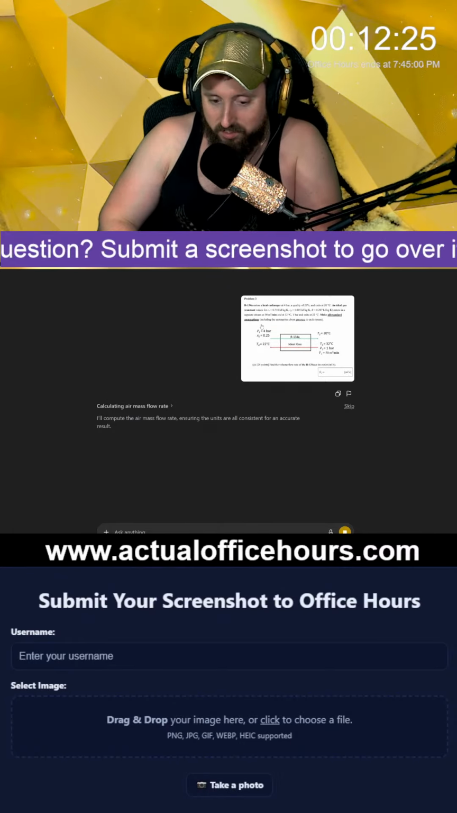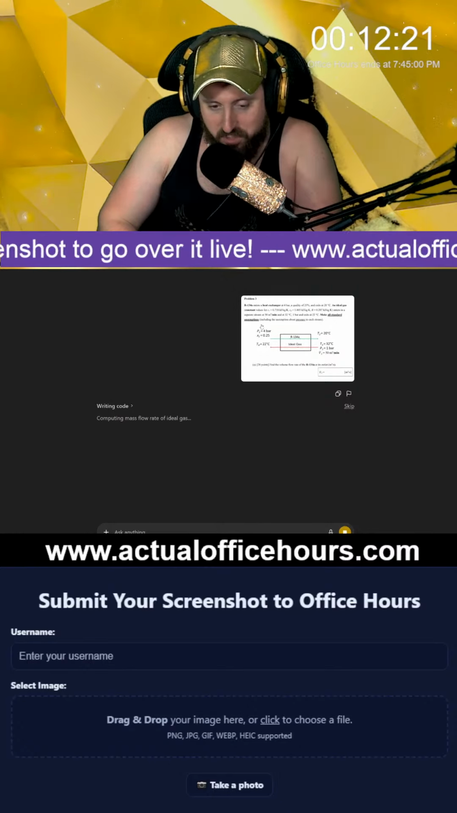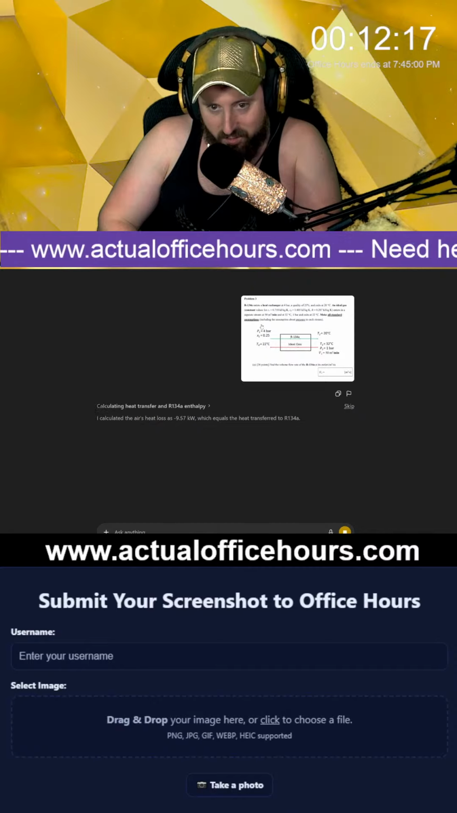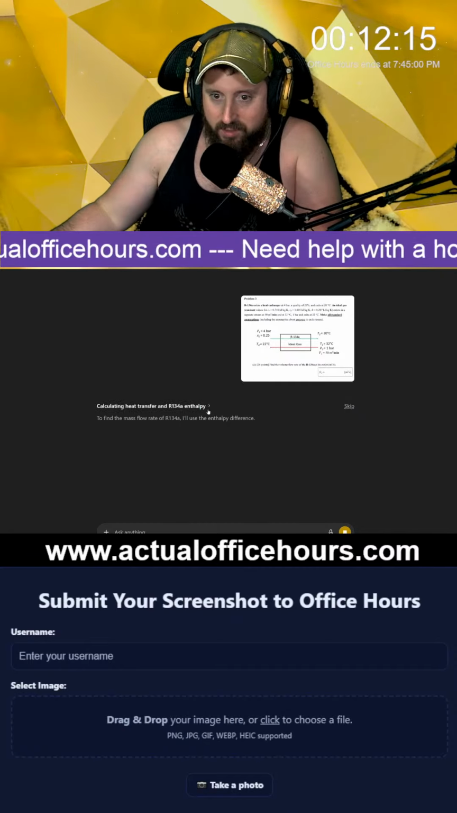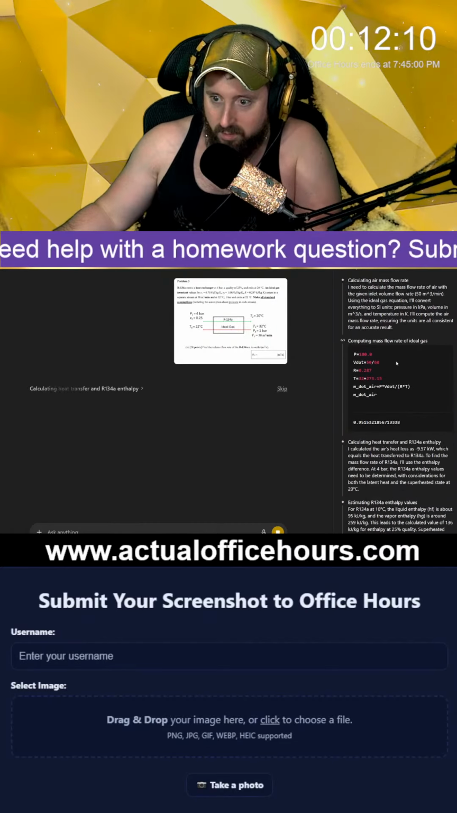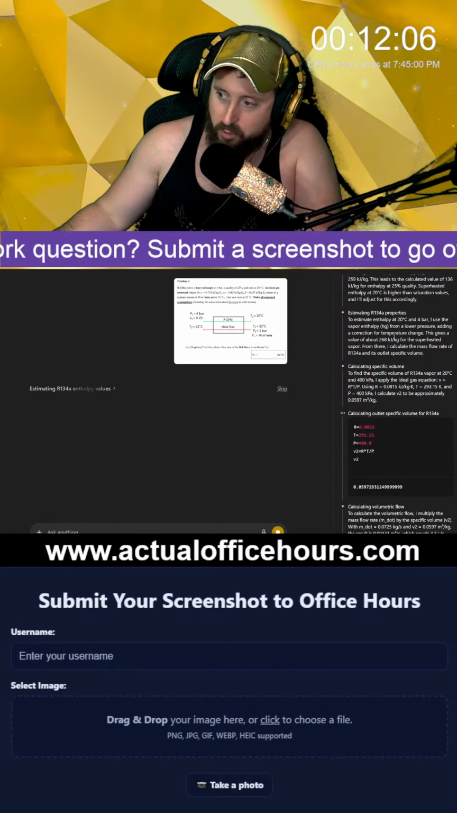Let's just see. It's pretty close. I agree, you need an energy balance at some point. Okay, cool. And then you do the air heat loss. This is always very cool because it tells me how it's doing it, which is useful to learning, to just see how other people do things.